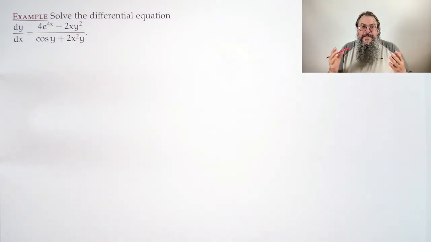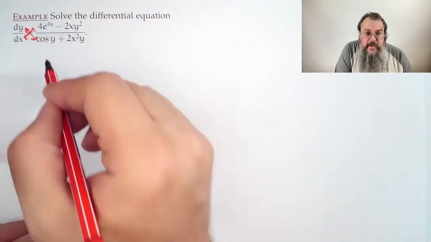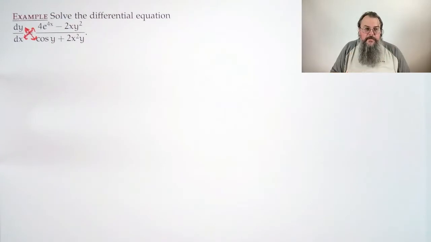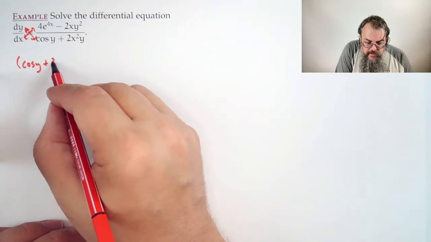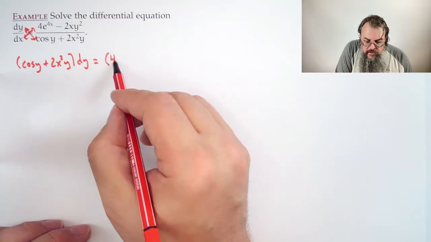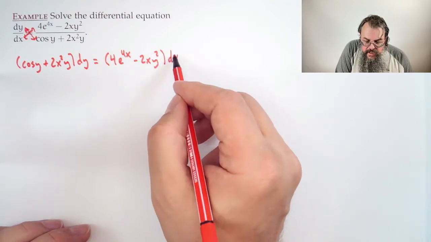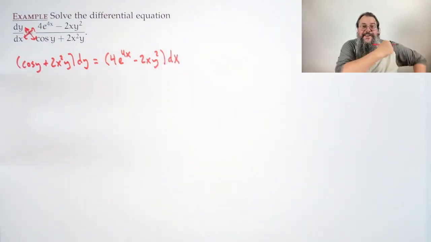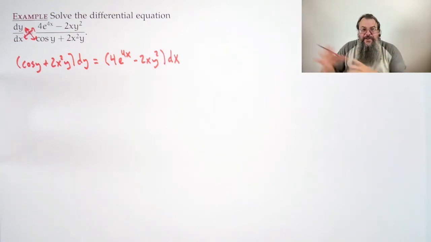So how do we make this look like the normal thing? Well, if you have this, what we would do is what we call cross multiply. So we're just multiplying the terms across. And so what we would have is cosine y plus 2x squared y dy is equal to 4e to the 4x minus 2xy squared dx. Now you might say, good, ready to integrate. No, not yet. You have to get into the right form, which means everything has to be on the same side. So you gotta move stuff over.